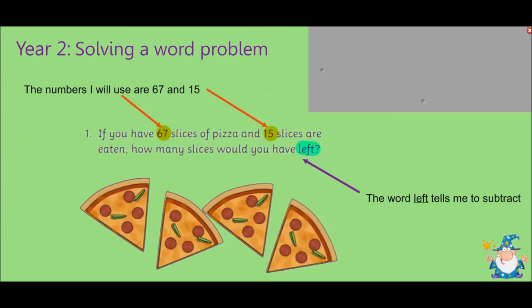Okay, so I've looked at the word problem, I've read it twice, and I found the numbers that I'll be using are 67 because there are 67 slices of pizza and 15 because 15 slices are eaten. And the word left tells me to subtract. So my equation is going to be 67 minus 15. 67 slices of pizza, 15 slices have been eaten.